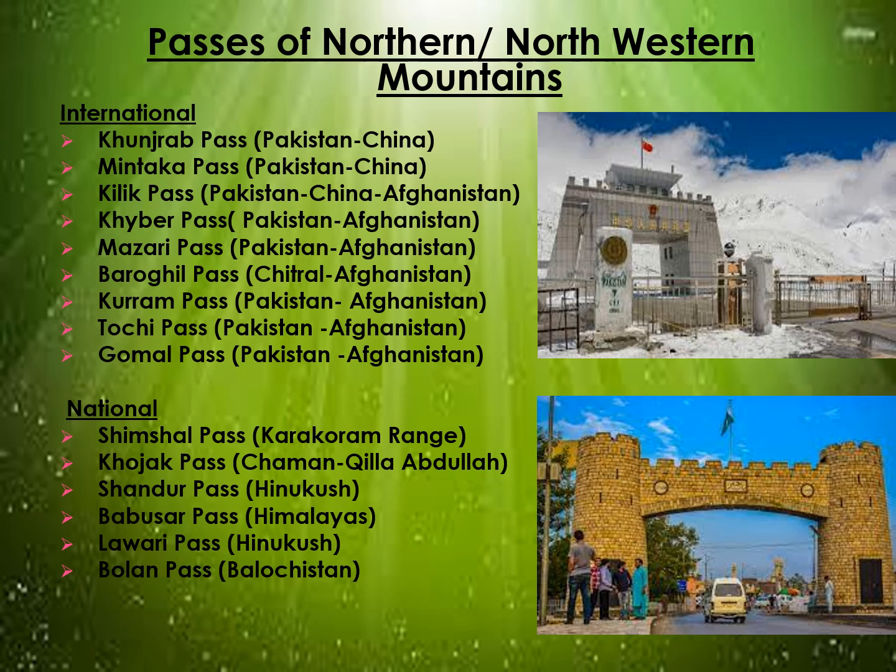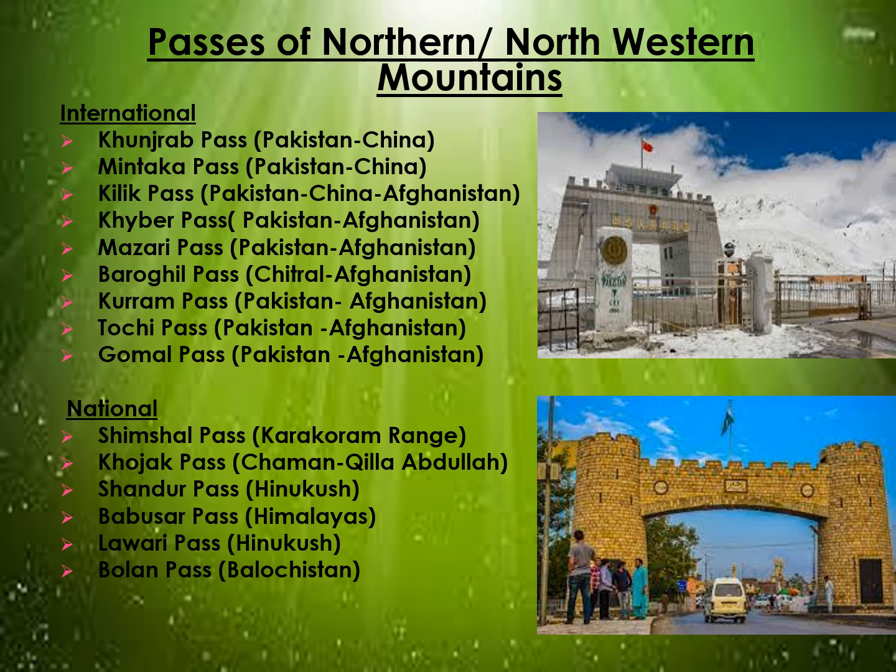Now, if we talk about the passes of the northern and northwestern mountains, there are many international and national passes. International passes means those which connect Pakistan to other countries, and national passes connect one area of Pakistan to another area of Pakistan. So there is Khunjerab Pass, which connects Pakistan to China. Mintaka Pass, Pakistan and China, Kilik Pass, Pakistan, China and Afghanistan. Then we have Khyber Pass, which connects Pakistan to Afghanistan, Mazari Pass, Broghil Pass. Then we have Kurram Pass, Tochi and Gomal Pass.